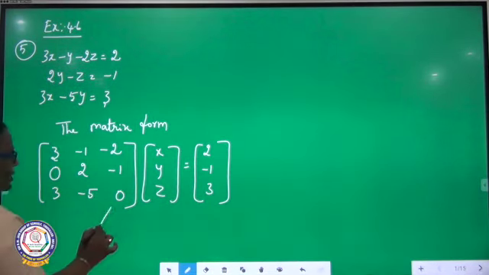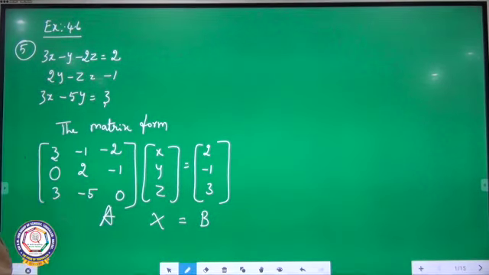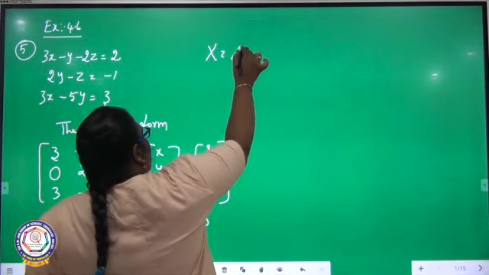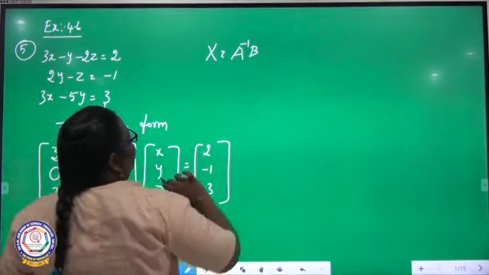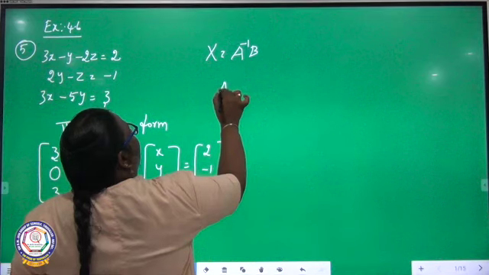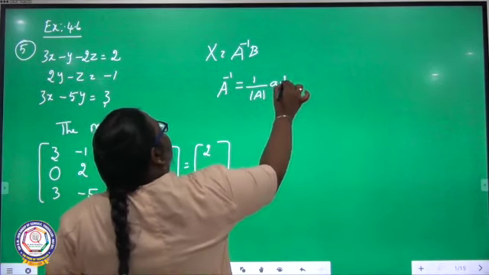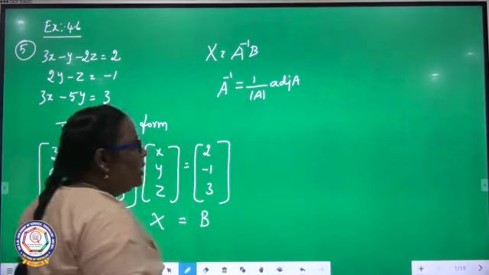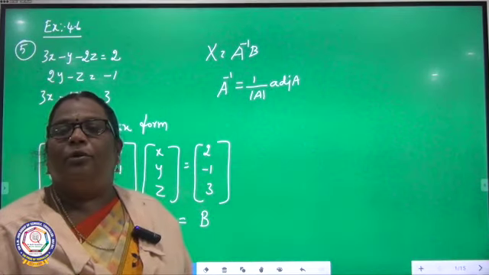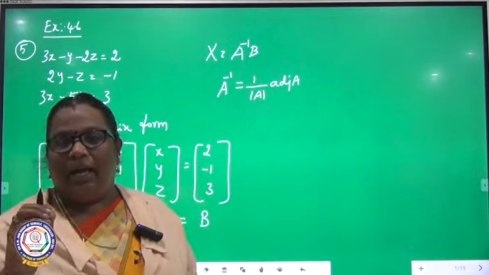So this value is A, AX equal to B, X equal to A inverse B. A inverse equal to 1 by determinant of A into adjoint A. If determinant of A is zero, a singular matrix, we cannot do the sum. If it is a non-singular matrix, we are able to proceed with A inverse.